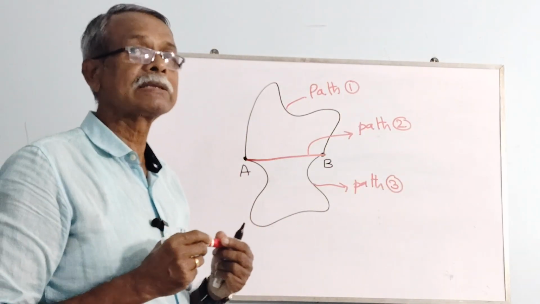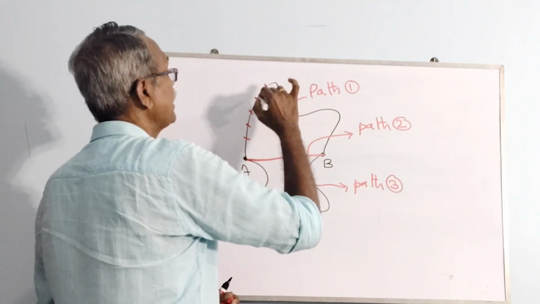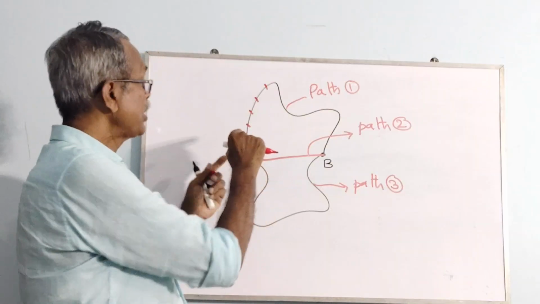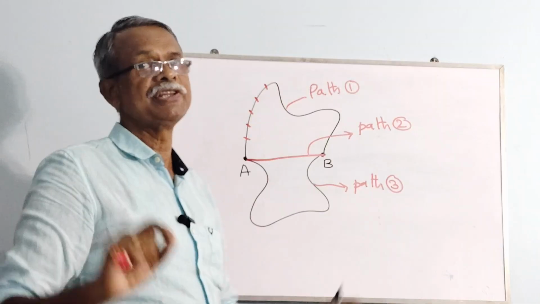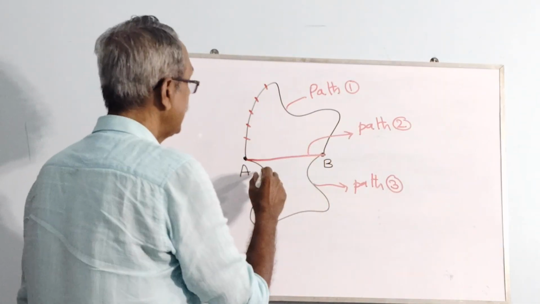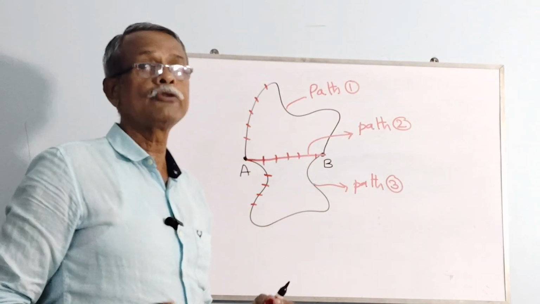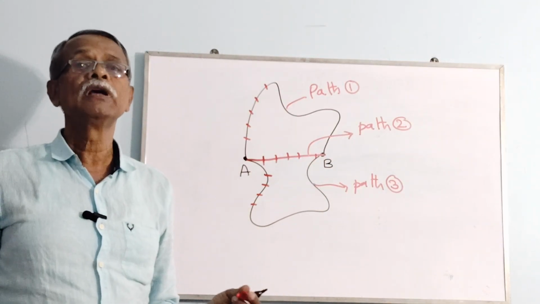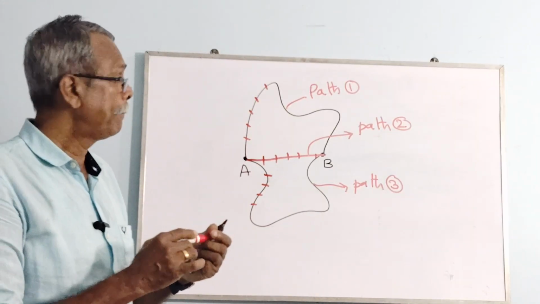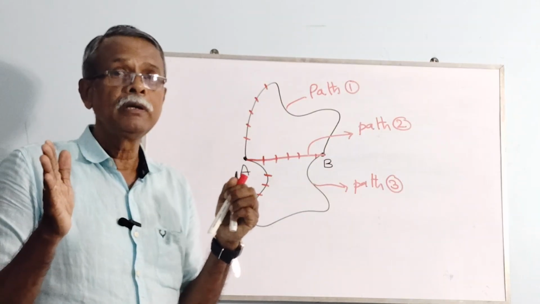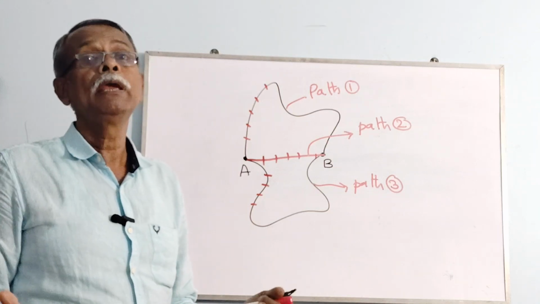We can calculate the path length. This distance plus this distance plus this distance plus this distance, like that. For example, you take a string and place it along this curve and straighten that string and measure the distance. That will be the distance covered. Similarly, you can measure this distance. Similarly, you can measure this distance. It is obvious that those distances will not be the same. Those distances will be different. So, the path lengths between 2 points need not be equal.